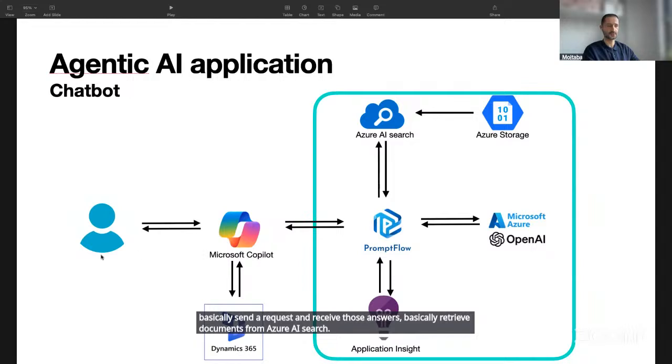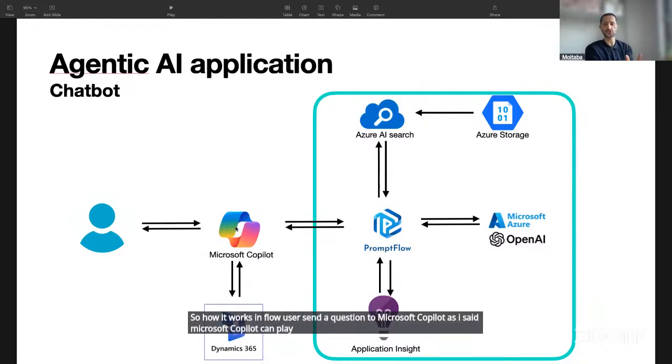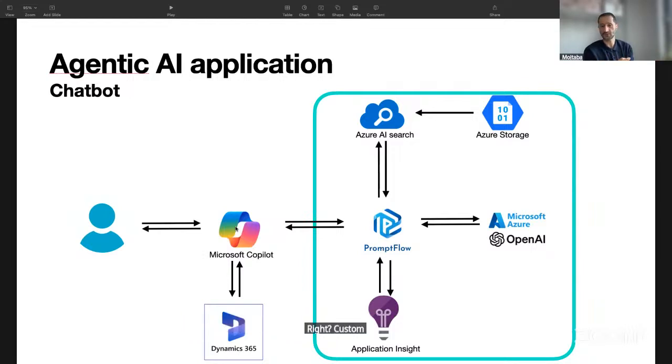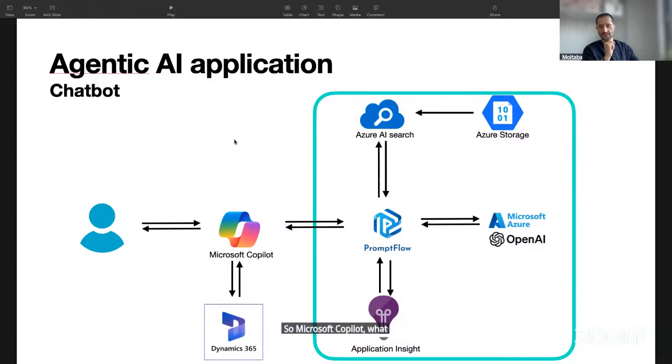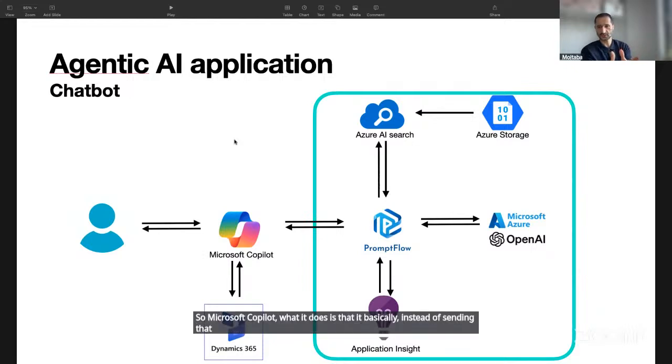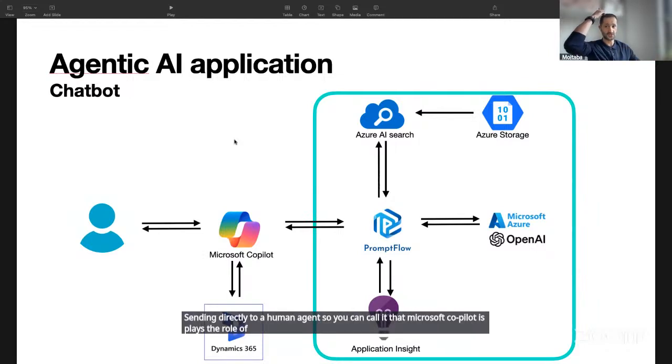So how it works in flow: the user sends a question to Microsoft Copilot. As I said, Copilot can play the role of business logic. For example, suppose a customer doesn't want to chat with the chatbot, right? The customer says, I want to talk to a human agent, I don't want to talk to a chatbot. Then, instead of sending that user query to the chatbot, Copilot sends it directly to a human agent. So Copilot plays the role of the business logic there.